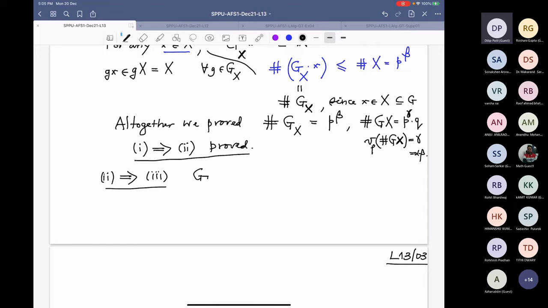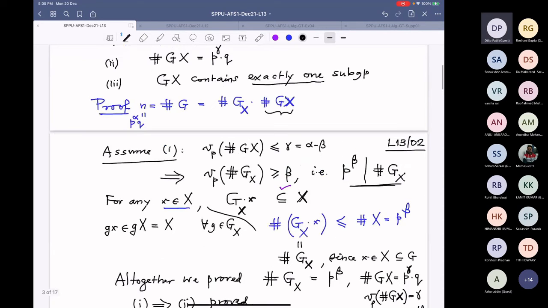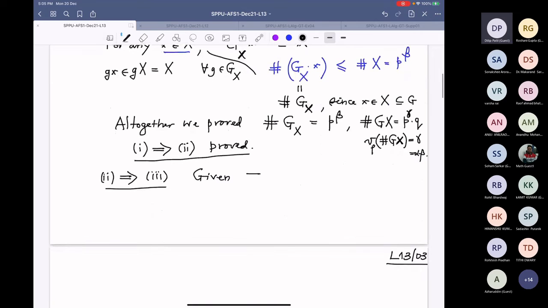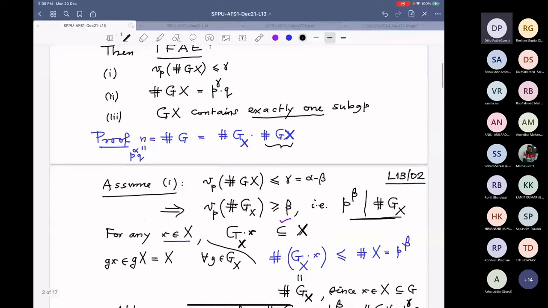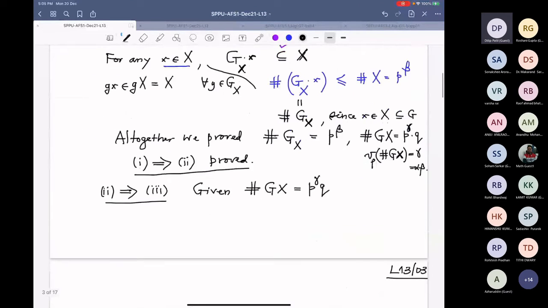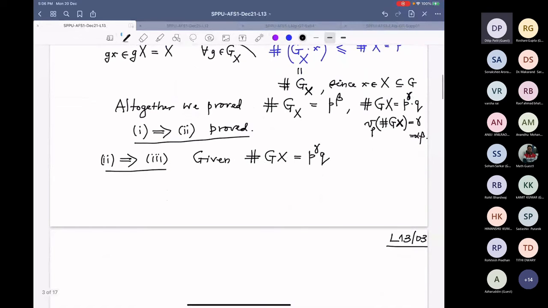So 2 is given, what? Given 2, that is cardinality of the orbit equal to P power gamma times Q. That is given. And I want to prove what? I want to prove that the orbit contains exactly one subgroup.